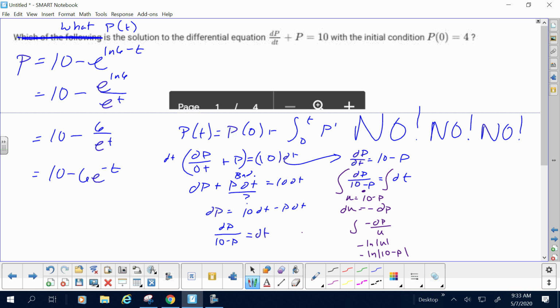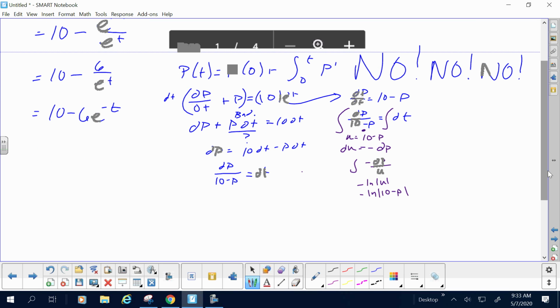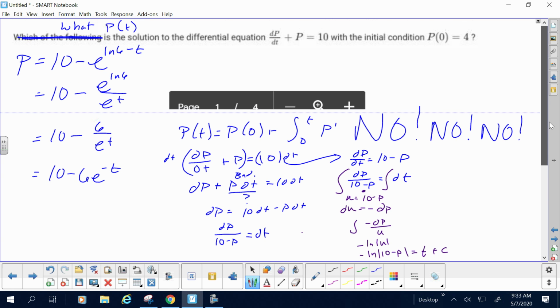Now, if you got that without u-sub, that's okay. You don't have to show the u-sub, but you definitely have to be aware of the negative problem in there. If you just said log of 10 minus P, shame, shame, shame. All right, so negative log of 10 minus P equals t plus C. It's good form, and it actually makes your life easier, if you use the initial condition right away. So let's do that. At time 0, P is 4.